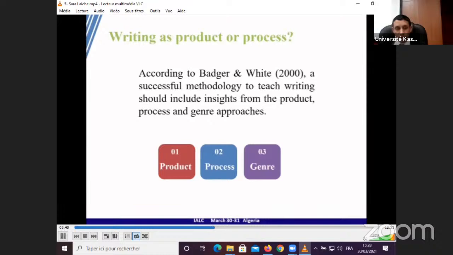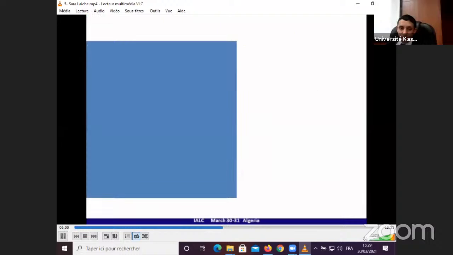Here the teacher should use different methods, strategies, and techniques to teach writing because no single technique or strategy has proved to be the successful one to teach writing.